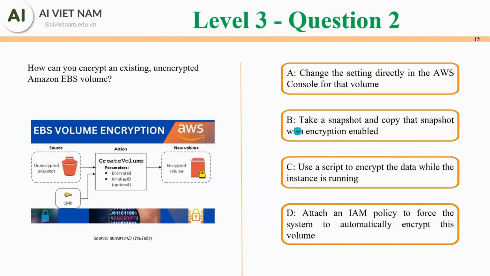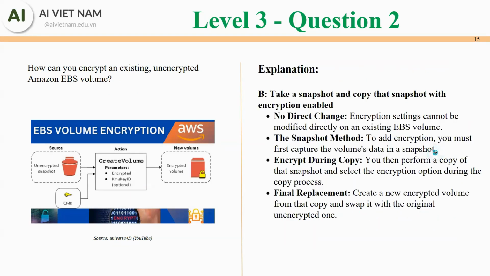And the last question: how can you encrypt an existing unencrypted Amazon EBS volume? The correct answer is to take a snapshot and copy that snapshot with encryption enabled. Here are some of the characteristics. There is no direct change, so encryption settings cannot be modified directly on an existing EBS volume.